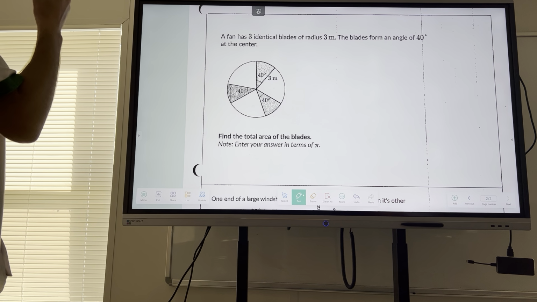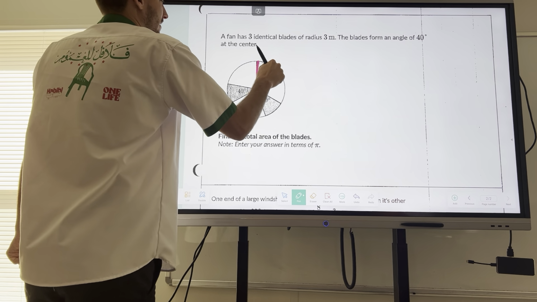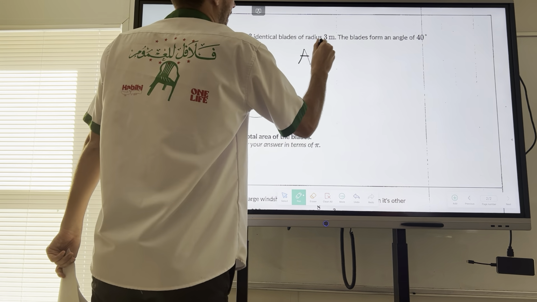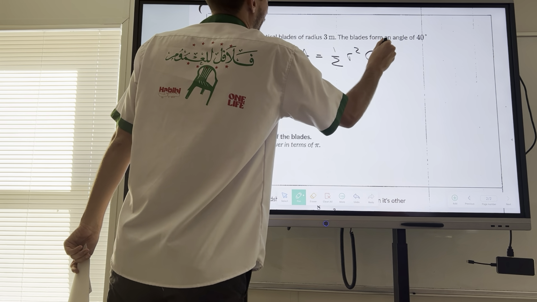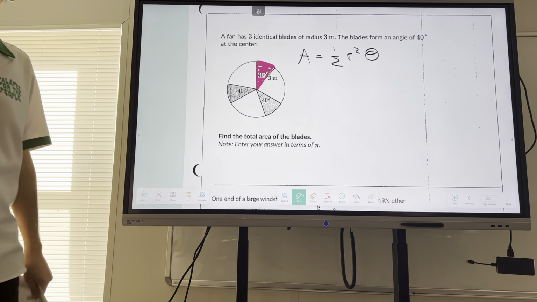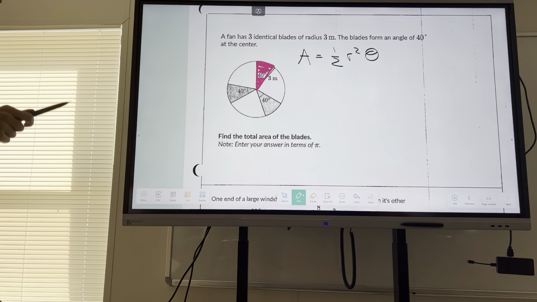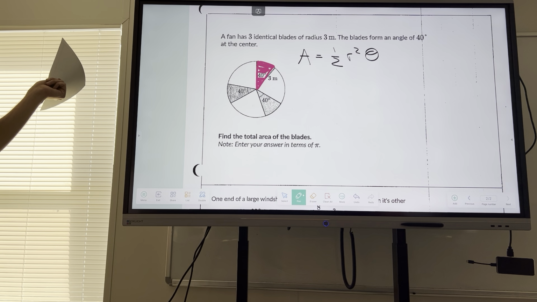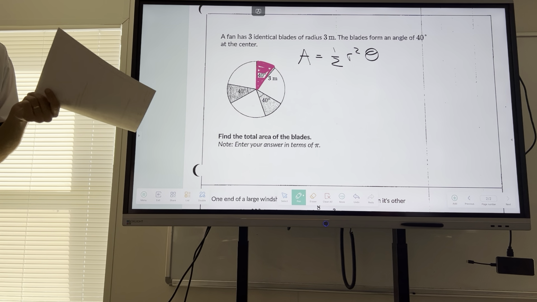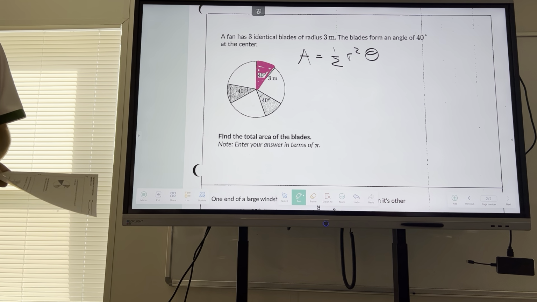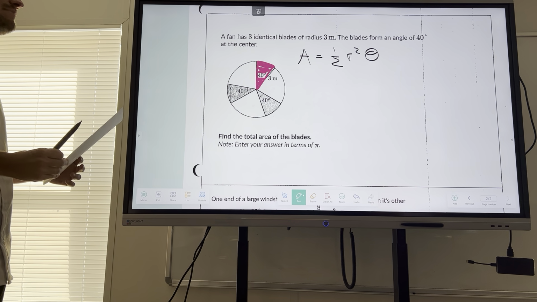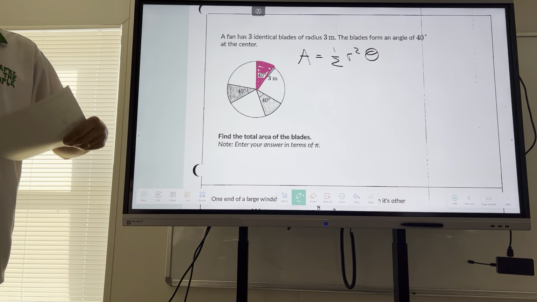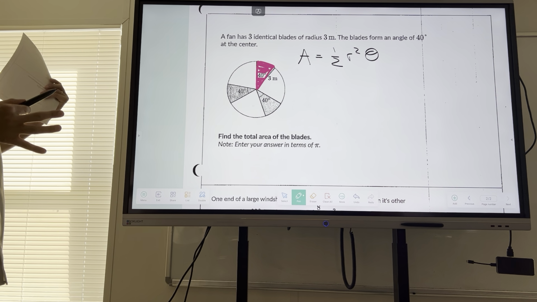First of all, we're looking for the area, so obviously we want the area formula: A equals 1/2 r squared theta, only in radians. So 40 is not going to cut it. We know what 30 and 45 are, but we don't have 40 memorized. But this question has more to it than yesterday.